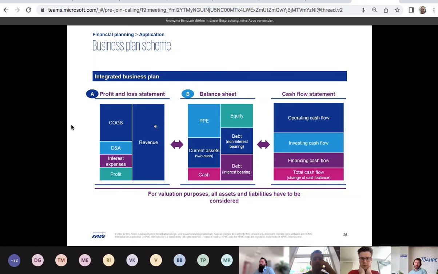And basically it's the same for interest expenses, debt financing in the balance sheet, and your financing cash flow. And what's also important, if you have your P&L, then the bottom line would be your profit. Profit directly goes into your equity. And if you pay your dividends, then dividends would again be deducted from equity.